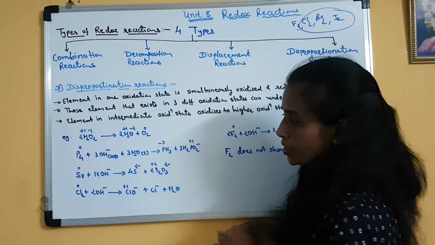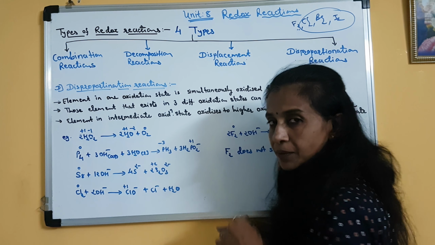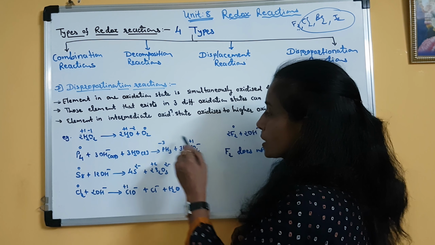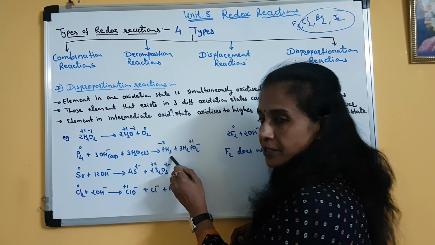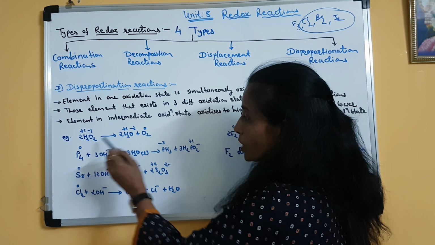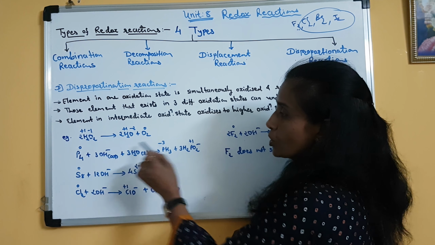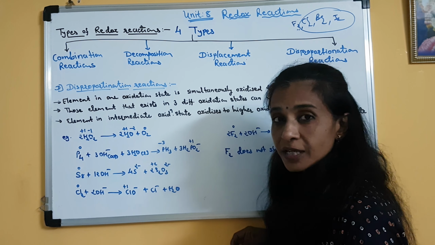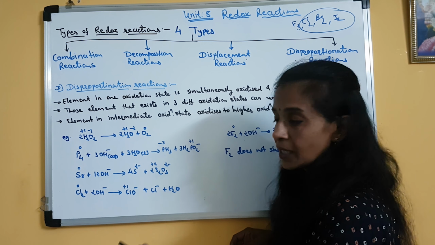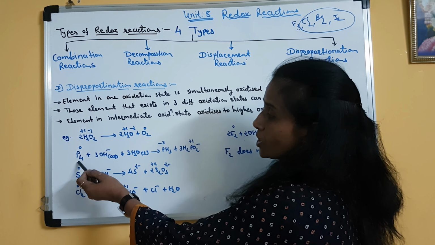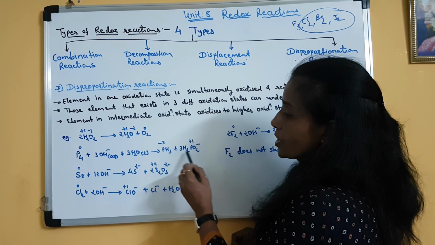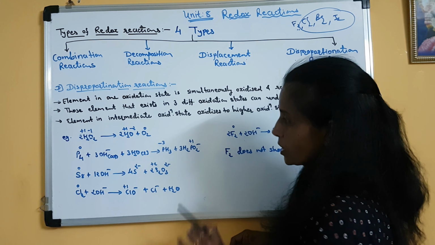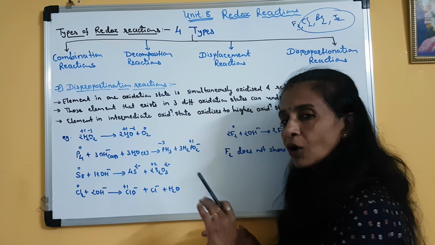From 0 to +1, so oxidation. From 0 to -3 means reduction. So it is the same element, that is phosphorus. It is undergoing oxidation as well as reduction. It exists in three oxidation states: 0, -3 and +1. Here 0 is the intermediate stage between +1 and -3. Clear? So this intermediate stage of phosphorus is undergoing oxidation as well as reduction. Clear? So this is also a redox reaction. We will not focus on hydrogen or oxygen.